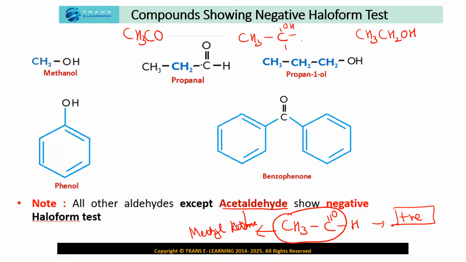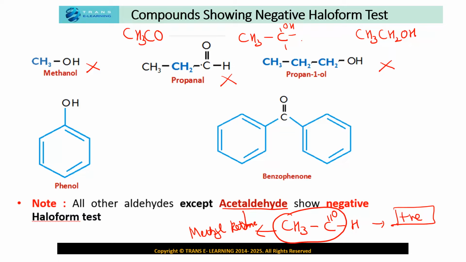So propitin doesn't follow that criteria. So no, methanol will also not show the haloform test. It will show negative haloform test. Propanol, no, it doesn't follow any of the three criteria. It is not ethanol and it is not a secondary alcohol.